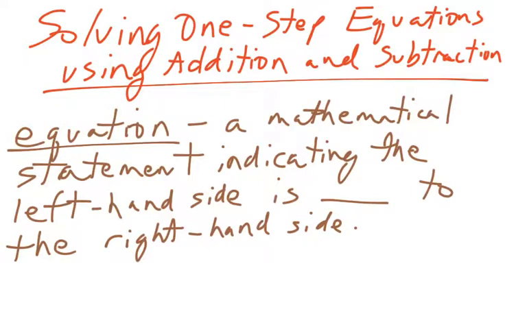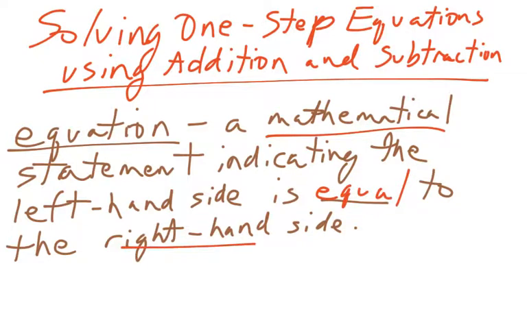Hello everybody. Today we're going to talk about solving one-step equations using addition and subtraction. So what is an equation? An equation is a mathematical statement indicating the left-hand side is equal or equivalent to the right-hand side. Okay? So an equation will always have an equal sign. So that's how you know something's an equation: you see an equal sign in the problem.